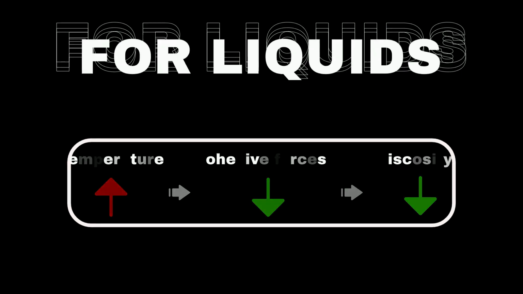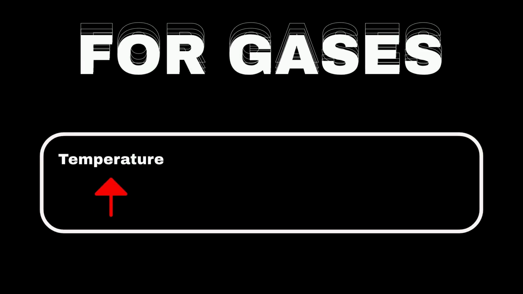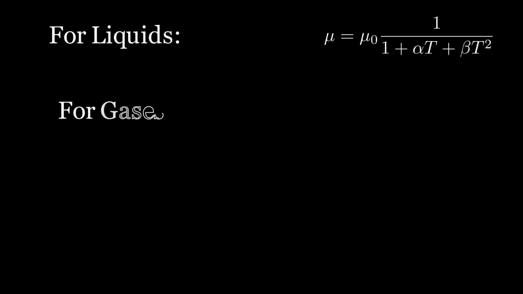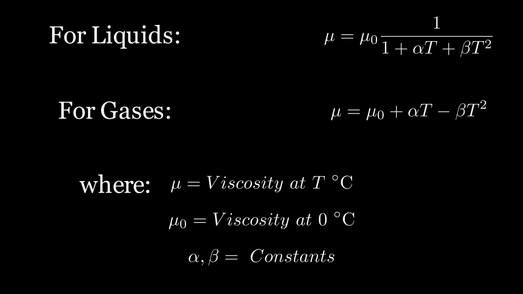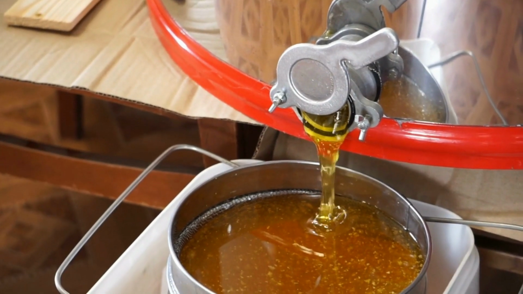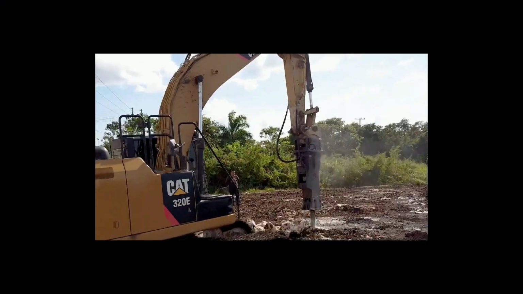On the other hand, in gases, momentum transfer is more pronounced. With increasing temperature, the momentum transfer becomes more dominant, leading to an increase in viscosity. This temperature-dependent relationship between viscosity and fluids has significant implications in engineering. It helps determine the flow characteristics of fluids in various applications such as pipelines, lubrication systems, and hydraulic machinery.